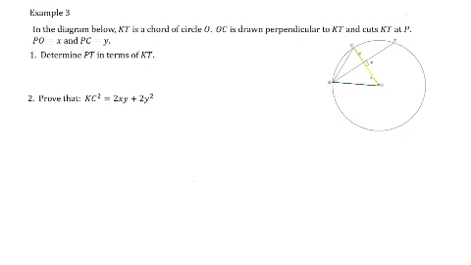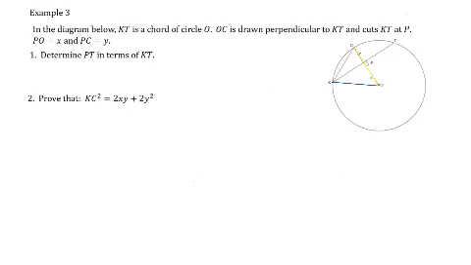Okay, in the diagram, this is example 3. In the diagram below, KT is a chord of a circle O. OC is drawn perpendicular to KT and cuts KT at P. PO is equal to x and PC is equal to y. Determine PT in terms of KT.